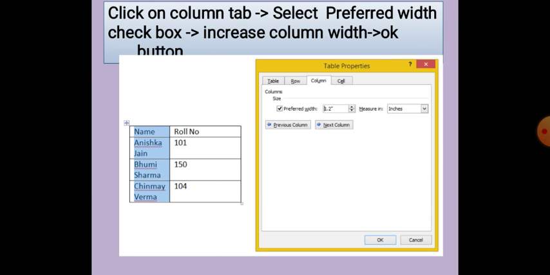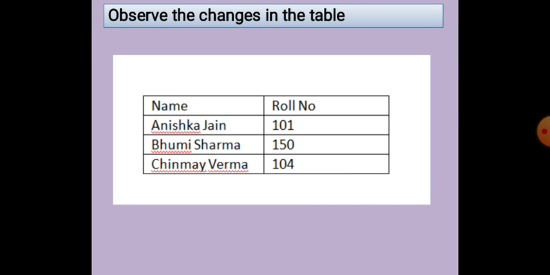Now because we want to change the column width, we will click on the column tab, and we will find that we have to select the preferred width checkbox, and then we increase or decrease the column width. This time we want to increase the column width, so we increase it, and then we click on the OK button, and we will find that the name column's width has increased, and now the name is coming in a single line. So children, these are all the ways to resize our table.